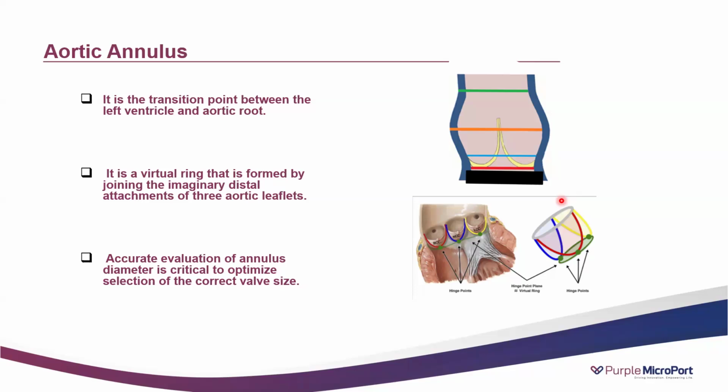Now suppose why it is important means, suppose if I have done any mismeasurement, if I have selected a 24 valve and the actual measurement is 27, so the valve will not fit. It is likely to get popped out or it will go deep down. So the measurement of this annulus is very important. So whenever we say 24, 27, actually this is a measurement of the aortic annulus.